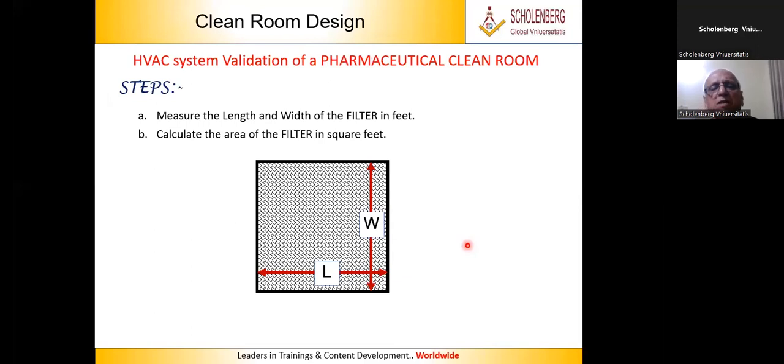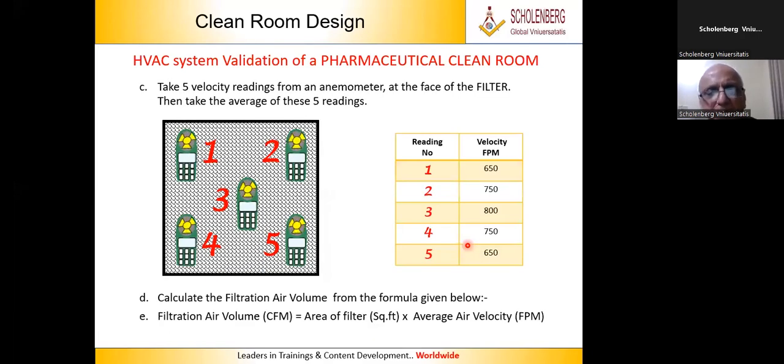Now we come to validation. How do you certify a clean room? If you have installed the filters and you run the system, how will you certify that the clean room is as per the standard, functioning properly or not? Then this is the method of validation. Certify, yes, the clean room is as per our requirements. So this process is defined out here.